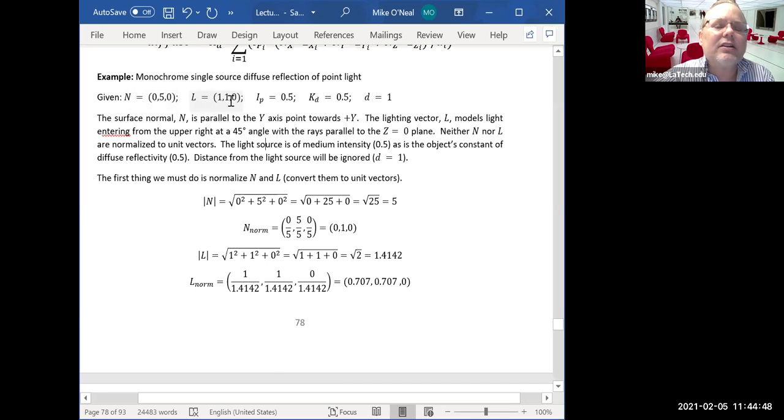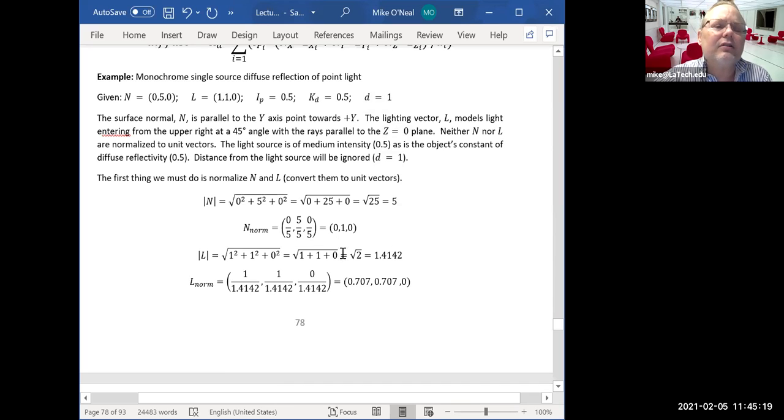Our lighting vector is a little bit simplified from what I was talking about before. The light's z-axis is 0, so the light is in the xy plane, over x1 up y1. So it's at a 45-degree angle, but the light is in the plane where z equals 0. And if I have an intensity of half and a constant of diffuse reflectivity of half, and I set my d to 1, I'm going to ignore the distance.